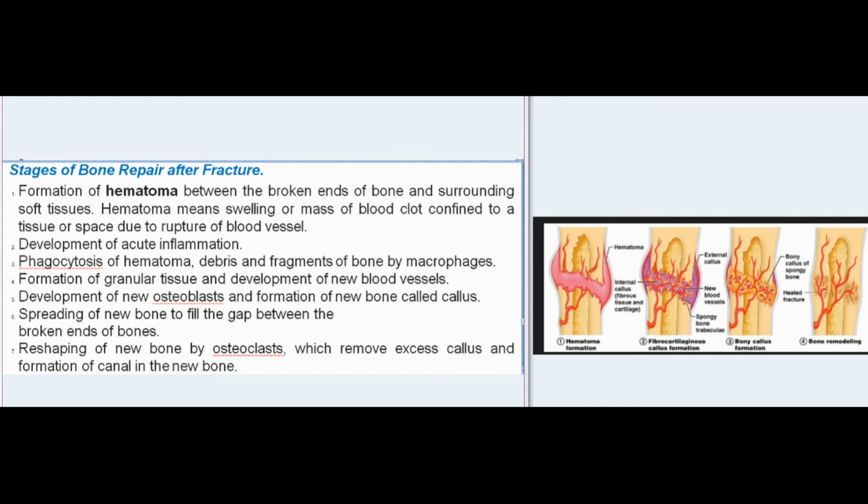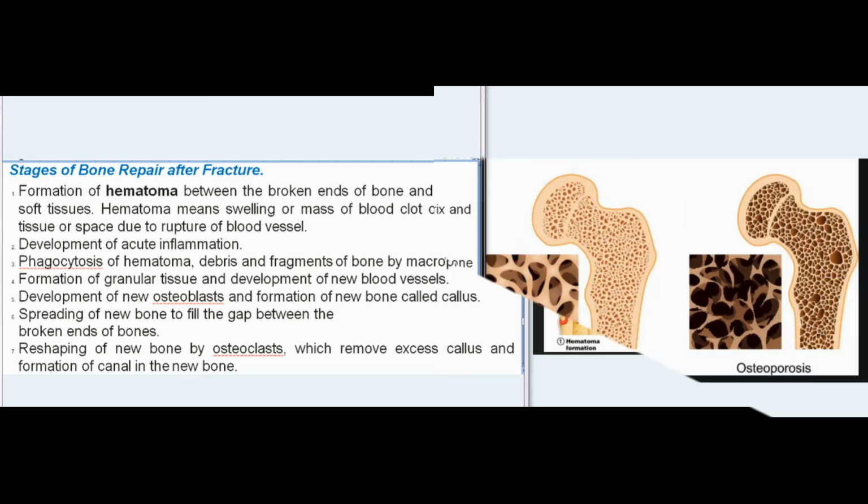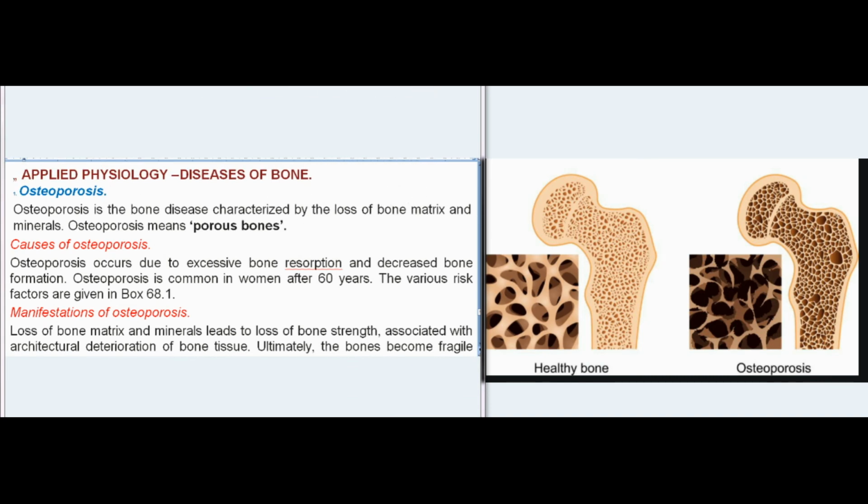Formation of granulation tissue and development of new blood vessels. Development of new osteoblasts and formation of new bone called callus. Spreading of new bone to fill the gap between the broken ends of bones. Reshaping of new bone by osteoclasts, which remove excess callus, and formation of canal in the new bone. Applied physiology, diseases of bone.